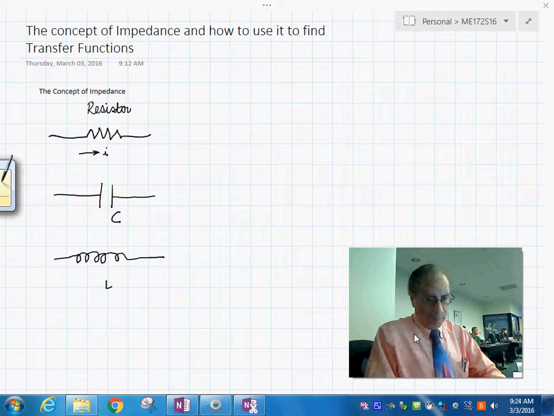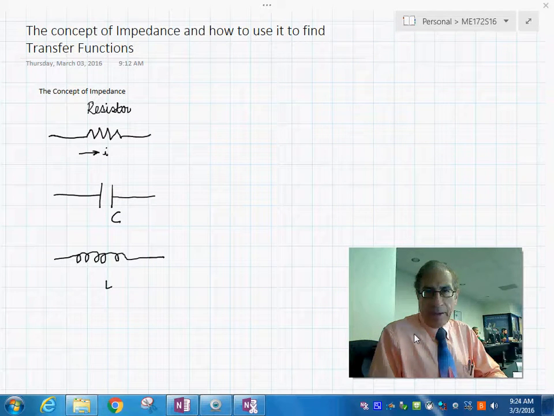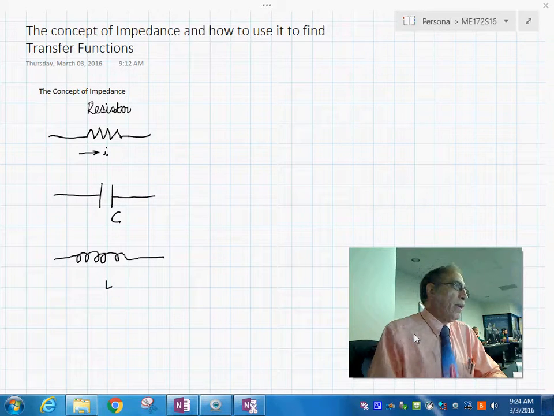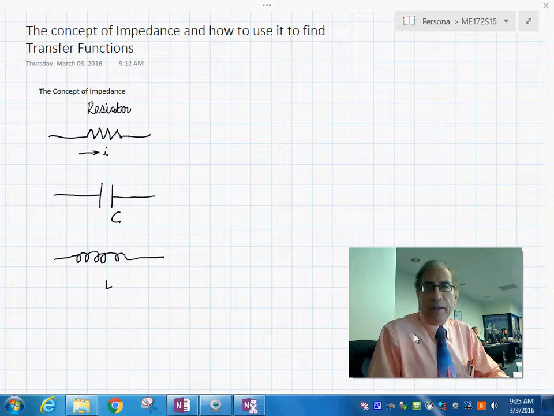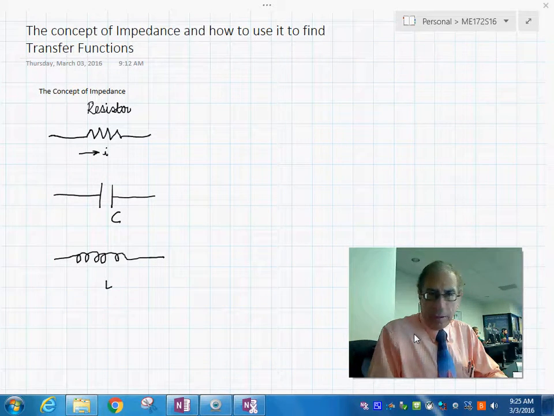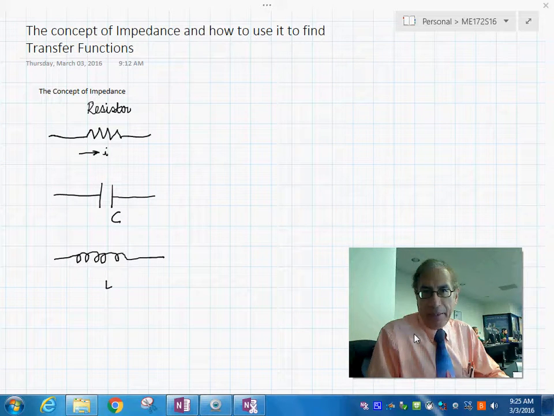This morning we are going to look at the concept of operational amplifiers and also the concept of impedance. So the first thing that we're going to do is the concept of impedance, because that will help us with what comes later. On the screen you have the example of three basic elements of circuits, and we are going to look at this concept of impedance first.